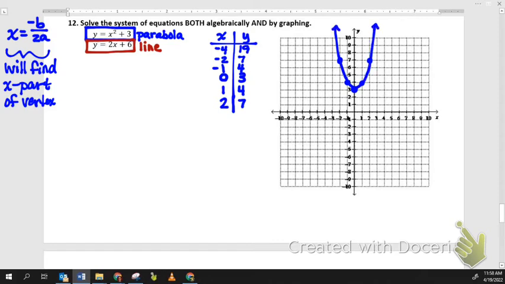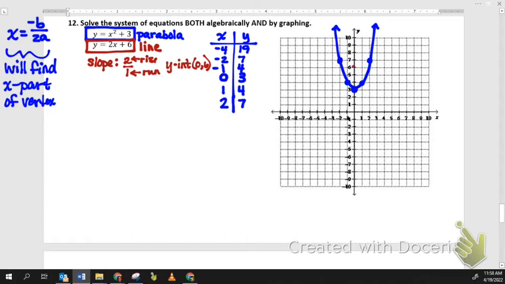All right, so there's my parabola. Going to graph this line, what information do I need? I need slope. What is our slope? 2 over 1. We're going to have rise over run. And what is our y-intercept? 0, 6.